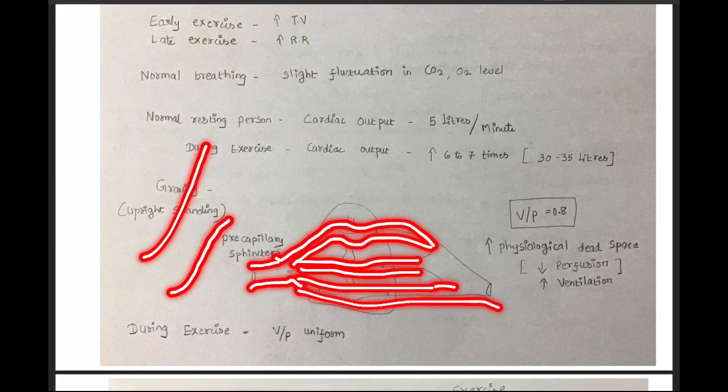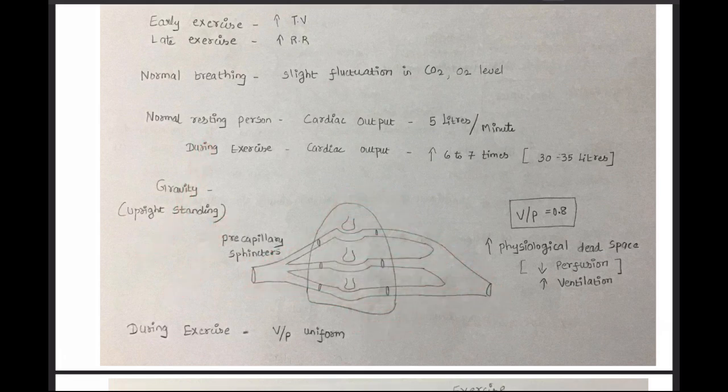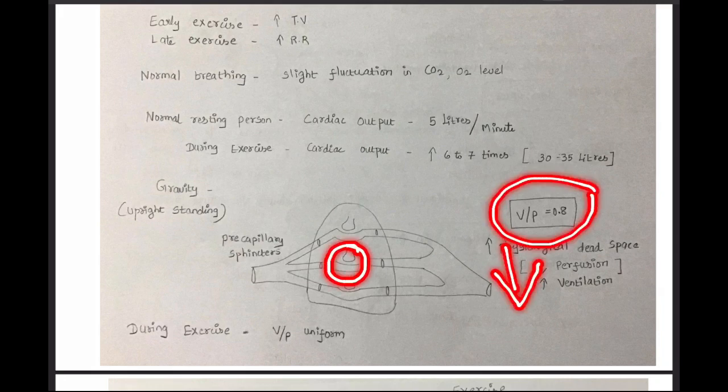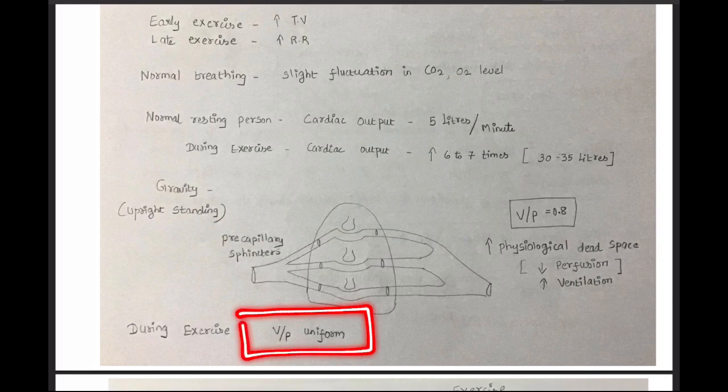If there is more blood flow, what happens? There is increased perfusion, increased ventilation, and increased gas exchange, the same in the middle segment and the same in the upper segment. So during exercise the physiological dead space will be very low, and the ventilation perfusion value remains the same, 0.8, 0.8 and 0.8. That is, during exercise the ventilation perfusion is uniform.